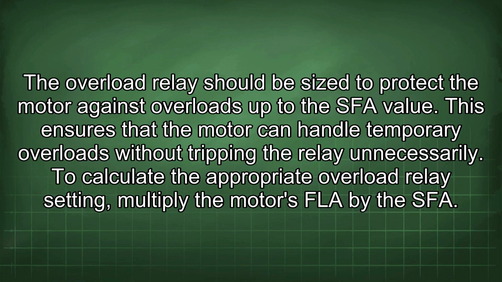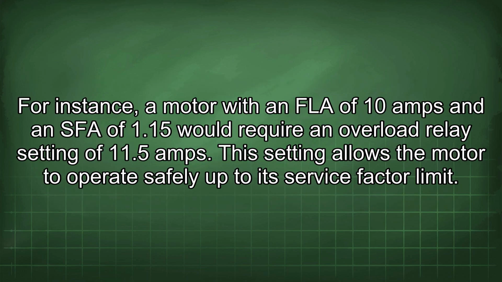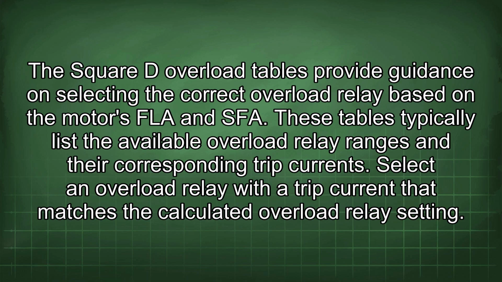To calculate the appropriate overload relay setting, multiply the motor's FLA by the SFA. For instance, a motor with an FLA of 10 amps and an SFA of 1.15 would require an overload relay setting of 11.5 amps. This setting allows the motor to operate safely up to its service factor limit. The Square D overload tables provide guidance on selecting the correct overload relay based on the motor's FLA and SFA. These tables typically list the available overload relay ranges and their corresponding trip currents. Select an overload relay with a trip current that matches the calculated overload relay setting.